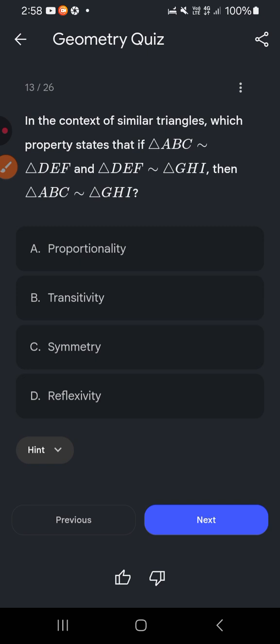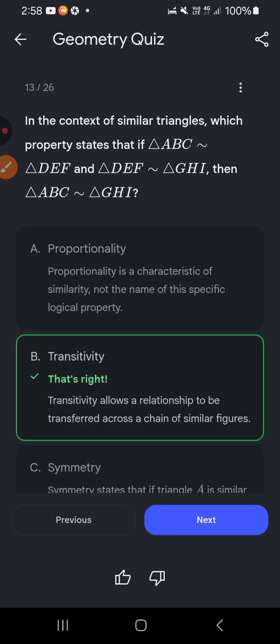In the context of similar triangles, which property states that if triangle ABC is similar to triangle DEF and triangle DEF is similar to triangle GHI, then triangle ABC is similar to triangle GHI? Correct answer is B. Transitivity.